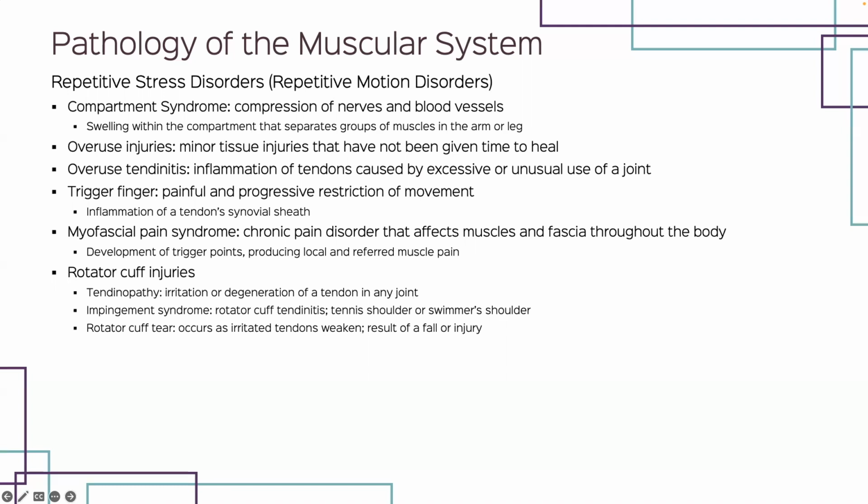And then our rotator cuff injuries that you'll see down there at the bottom, impingement syndrome, just basically it's that rotator cuff tendonitis. It could also be referred to as tennis shoulder or swimmer's shoulder.